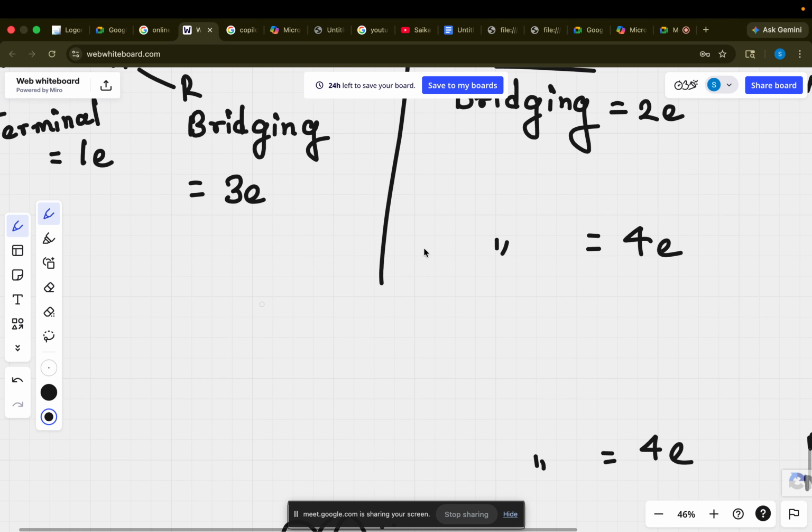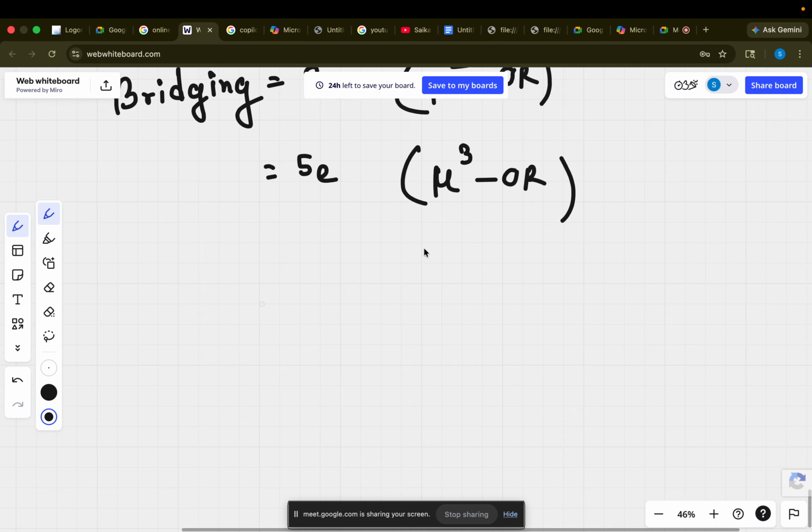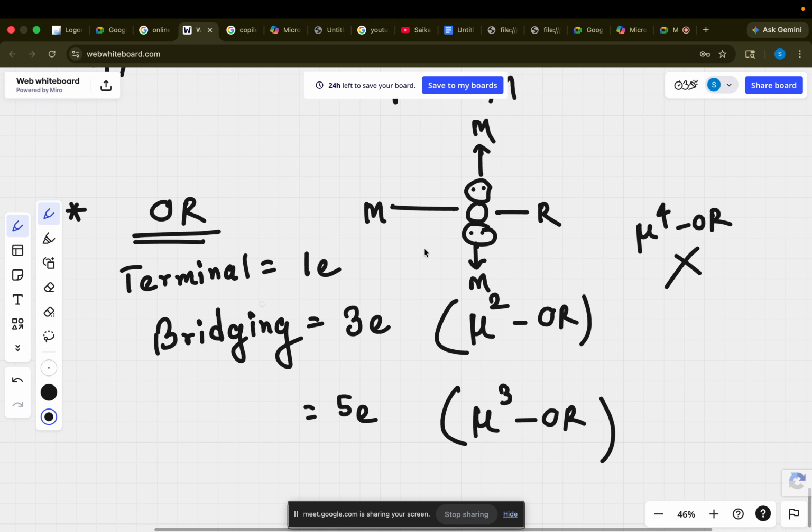So that's what I am trying to teach you: first of all, you have to fill the octet, then check with how many metal centers it can do the bridging. It only depends on its octet. If you have lone pair availability, then only it can donate. Otherwise not.